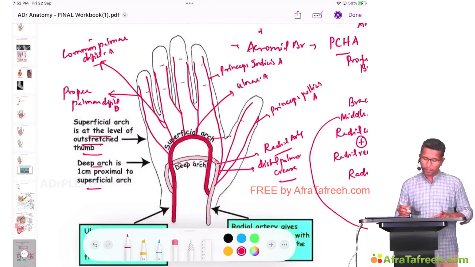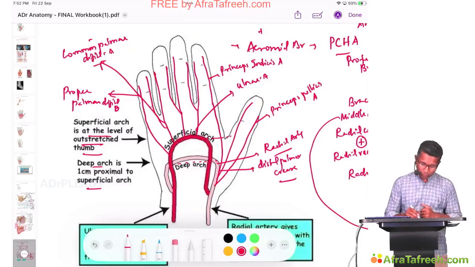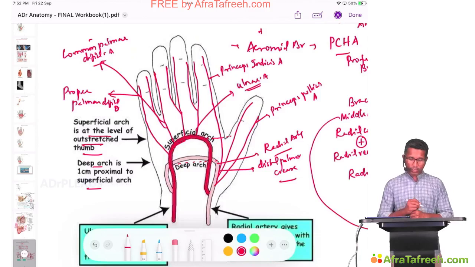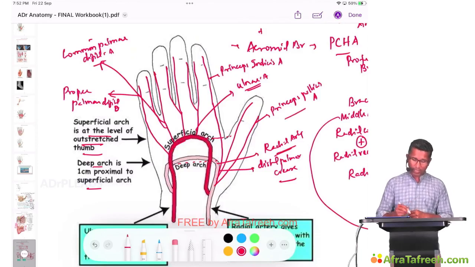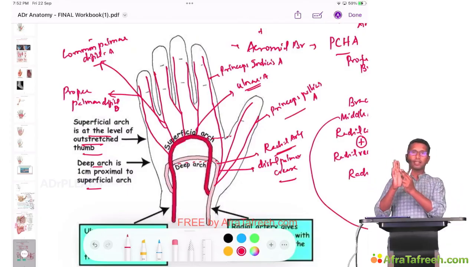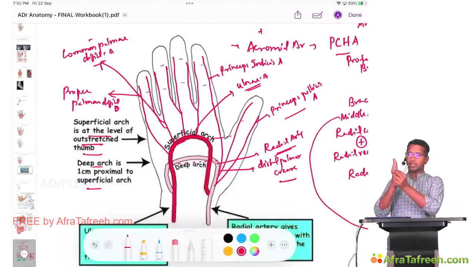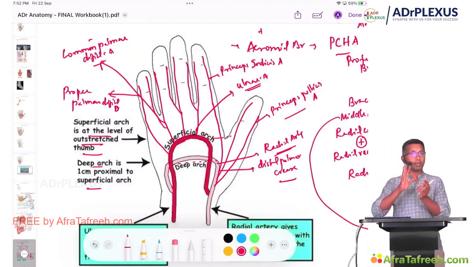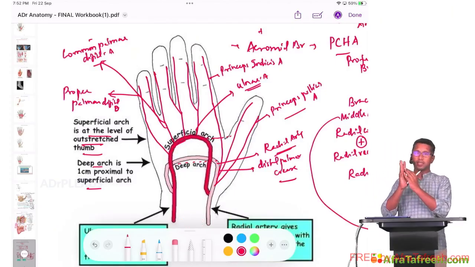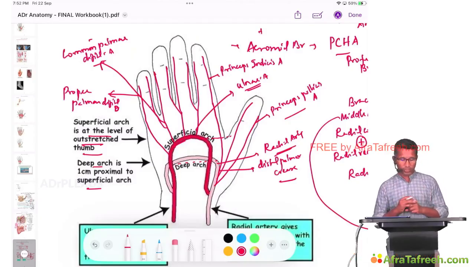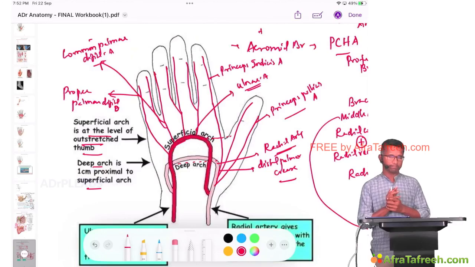If you take the fingers, the medial three and a half fingers are supplied by the superficial arch, which is formed by the ulnar artery, and the lateral one and a half fingers are supplied by branches of the radial artery. It is just opposite to the nerve supply. On the lateral three and a half fingers, the supply is by the median nerve, and the medial one and a half fingers are supplied by the ulnar nerve. But when it comes to the artery, the medial three and a half fingers are supplied by the ulnar artery predominantly, and the lateral one and a half fingers are supplied by the radial artery predominantly. So this is about the blood supply of the palm.